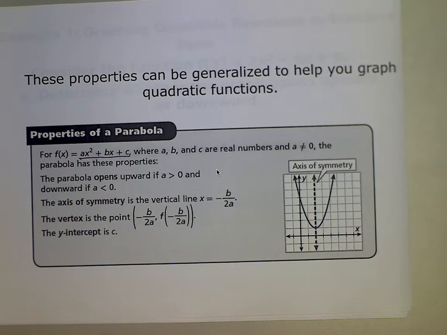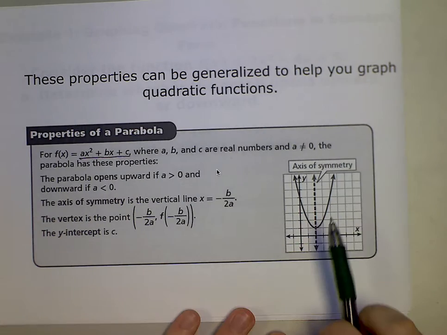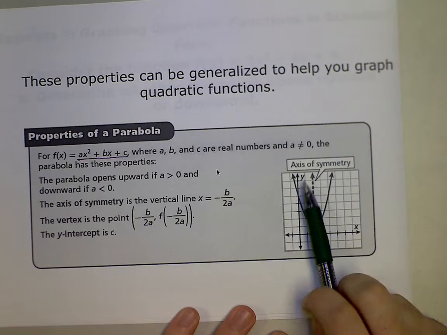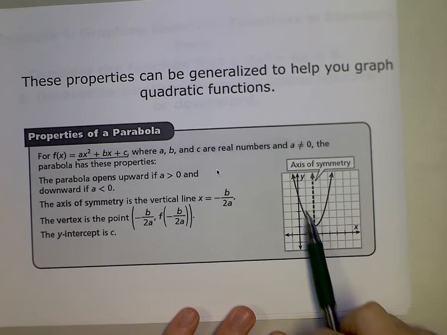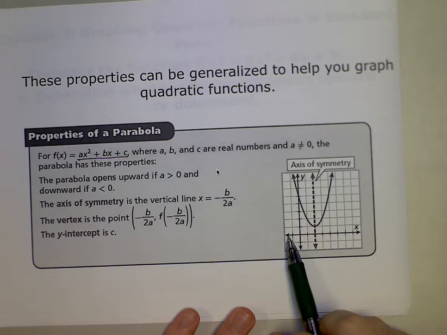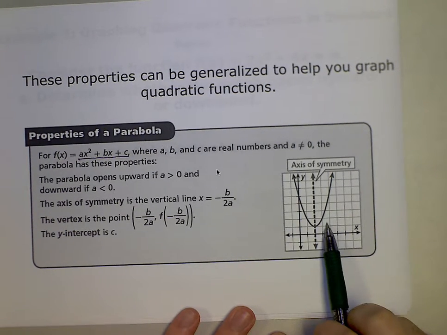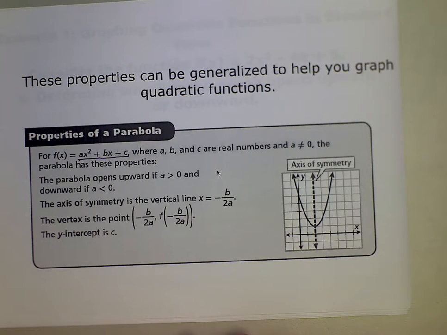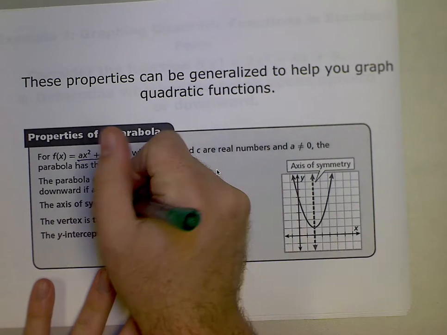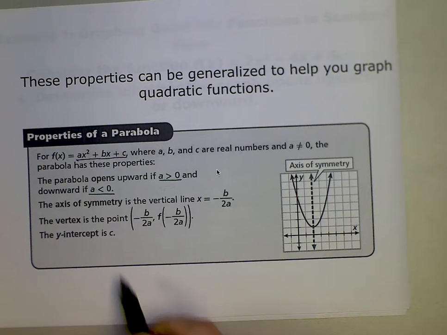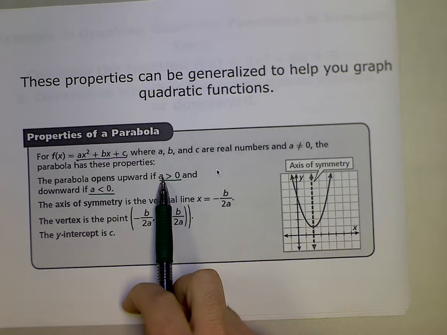The first property of these parabolas that I can tell from that equation is which direction this parabola is going to open. Is it opening upward to where I have that U shape, or is it going to flip around and open down to where it's kind of that frown face or an N shape? Okay, and that is all based on the a value. So if you look in here kind of in the middle, it says that that parabola opens up if a is bigger than 0.